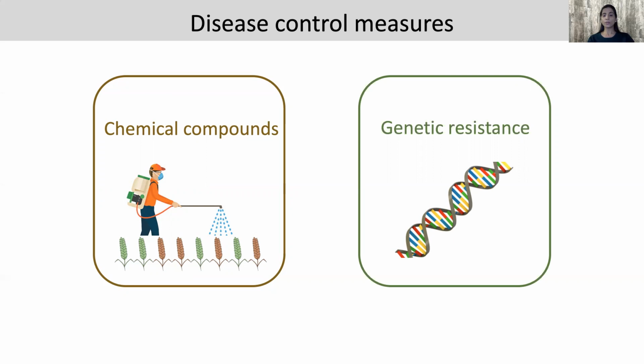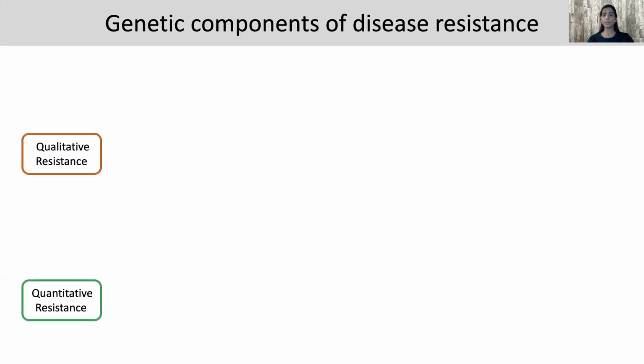To find new sources of resistance, it is very important to understand the genetic architecture of disease resistance. The genetic components involved in defense mechanisms can be broadly characterized into qualitative and quantitative resistance based on their inheritance pattern and the effect size.